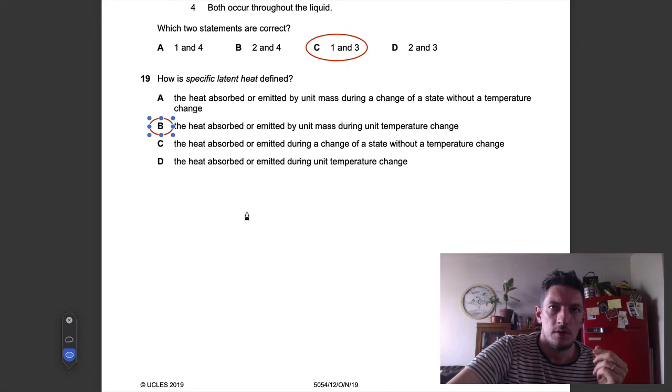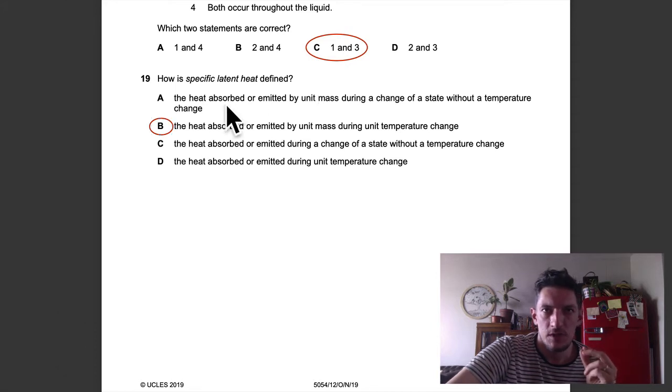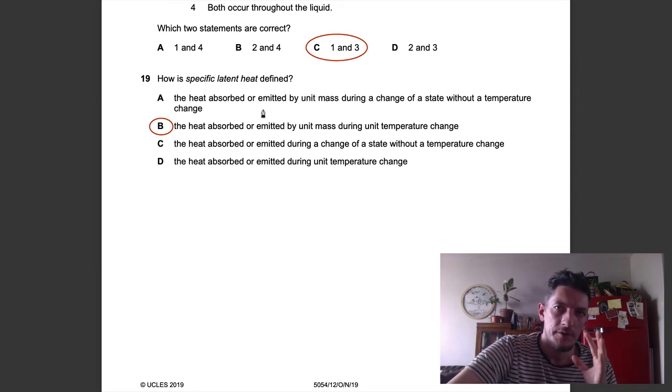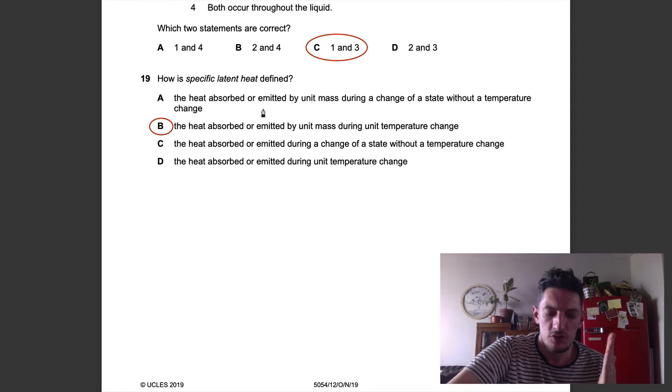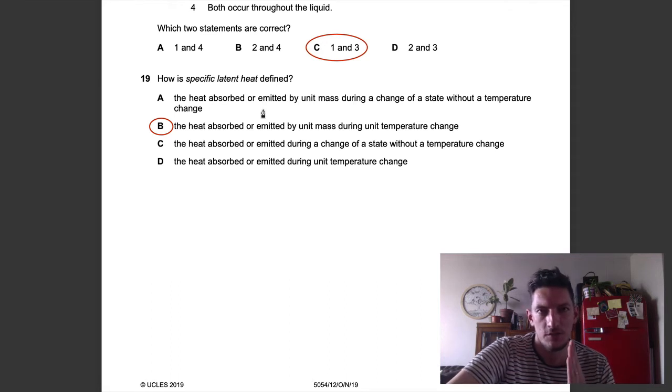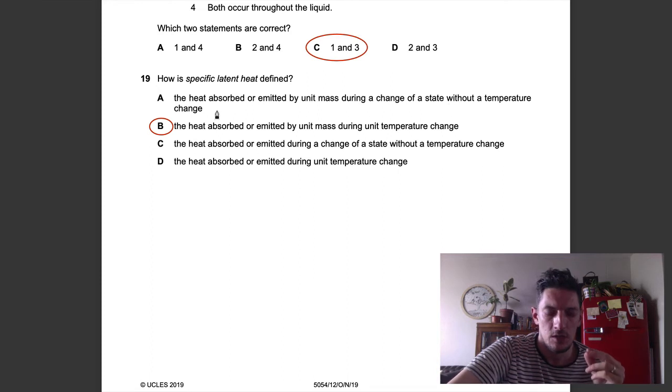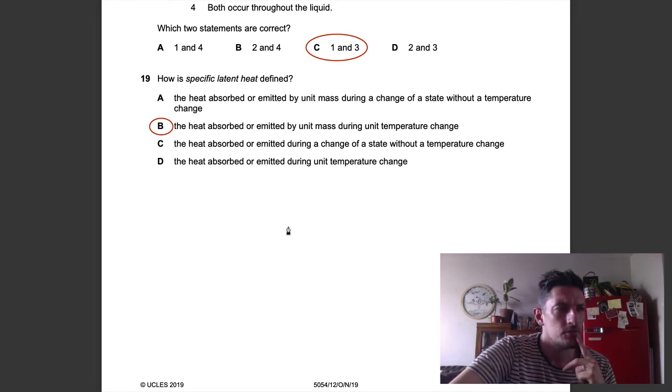Now, when you've got a change of state, like melting or boiling, during that period the temperature actually doesn't change. It stays constant, right? So that's what they say, without a temperature change. We give that another name. We call that heat of fusion, or what is the other one? Anyway, that's the energy required to melt something.